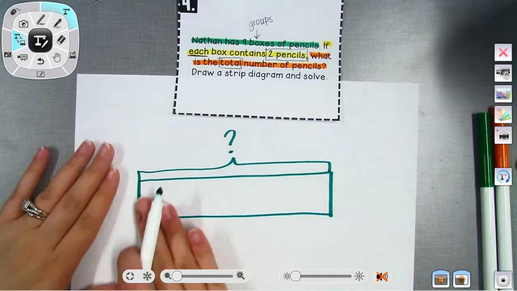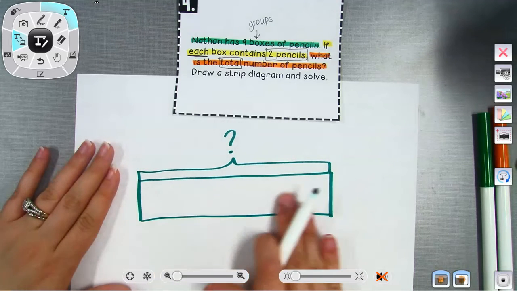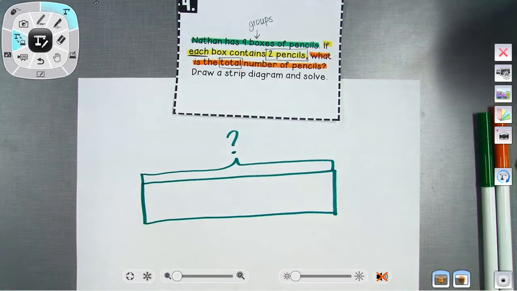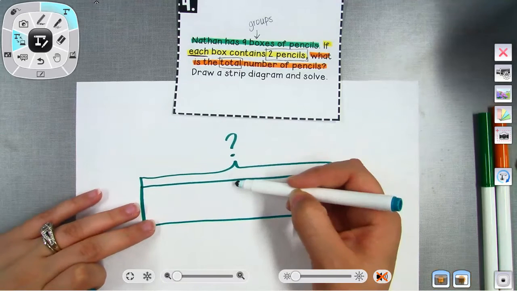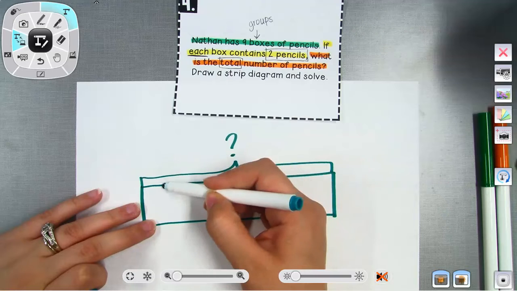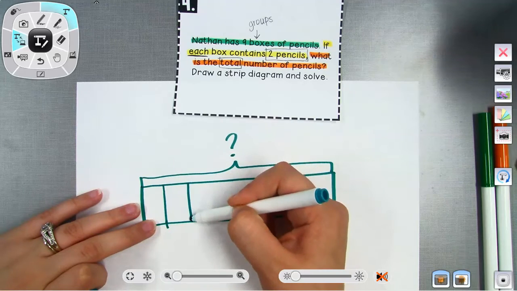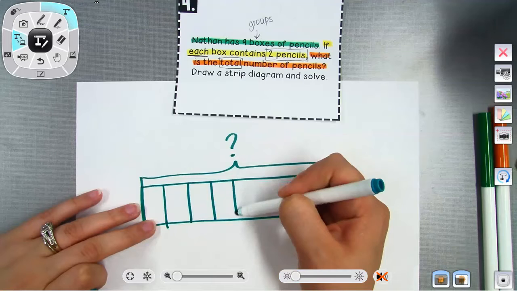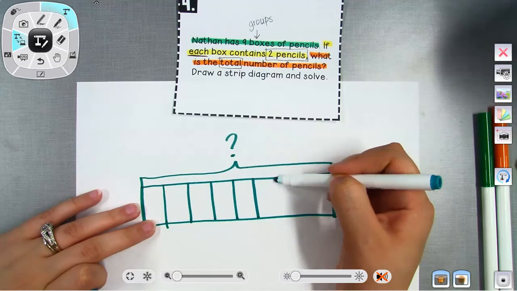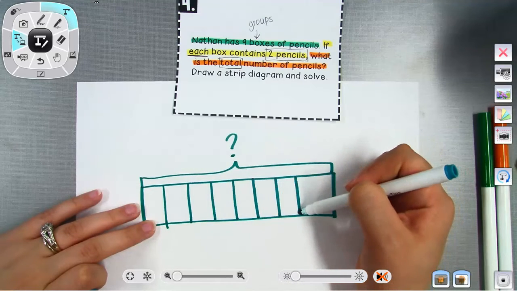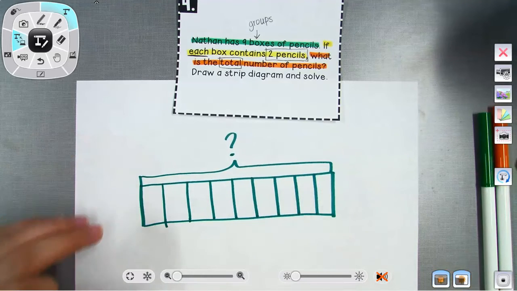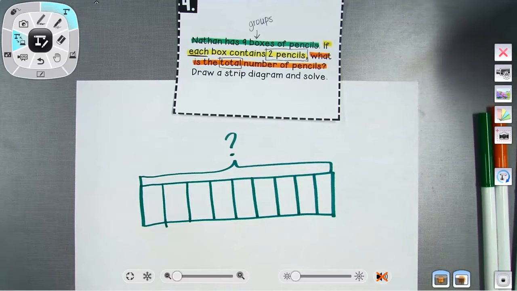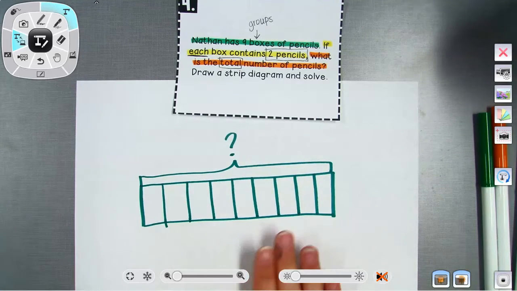Now let's go ahead and, in this box right here, we need to divide this into how many groups? 9. So this is where the tricky part's going to come in. Just as best as you can, we're going to have 9 boxes. So 1, 2, 3, 4, 5, 6, 7, 8, 9. And guys, just try to draw them as equal as you can. It doesn't matter, as long as you have 9 boxes.